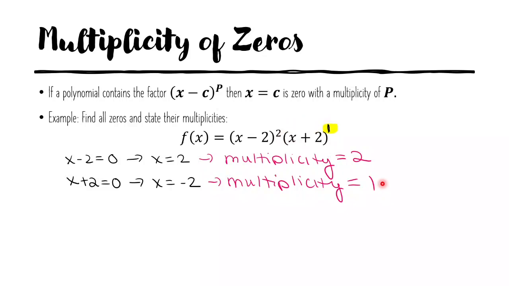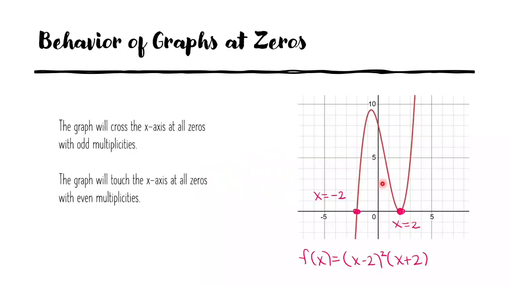So why do we care about multiplicity? Well, if I graph this function, so I put this into a computer and I graph this function, notice that x equal 2 had a multiplicity of 2.